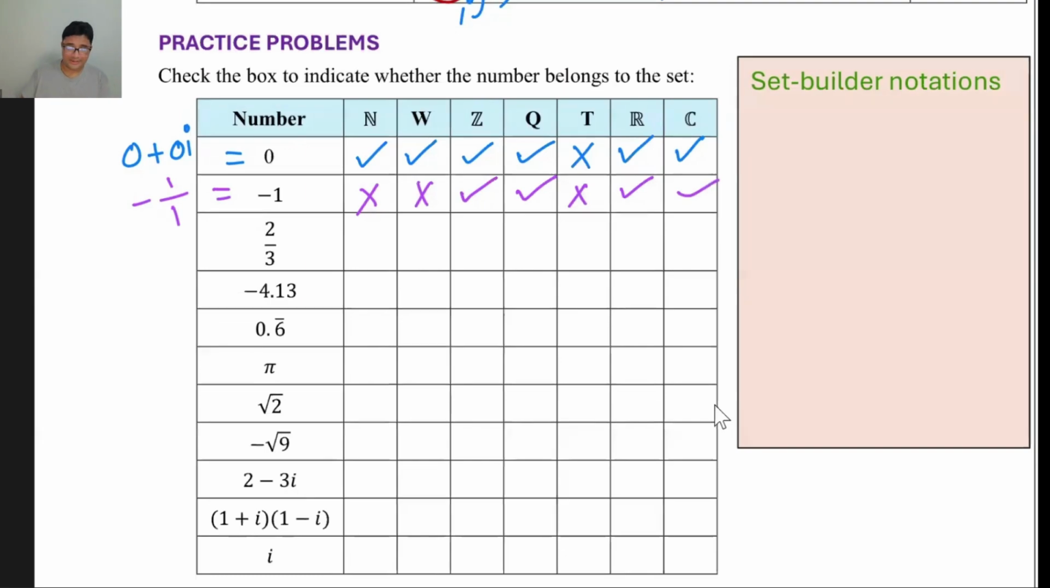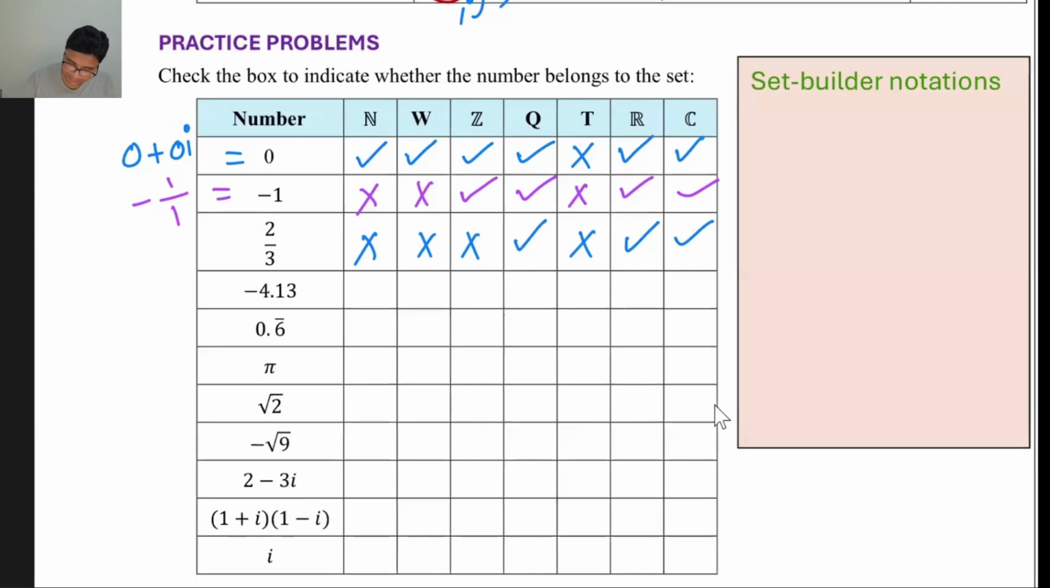Now you can actually go ahead and try to complete as much as you can, and if any of them is not clear to you, then you can wait for my explanation. Okay, 2/3: it's not natural, not whole number, not integer. It's a rational number, so it is not irrational. It is real. It is complex.